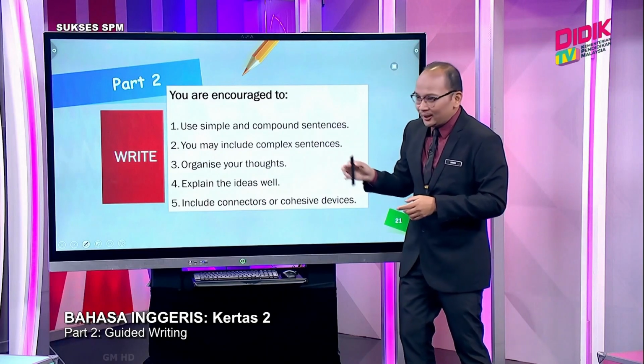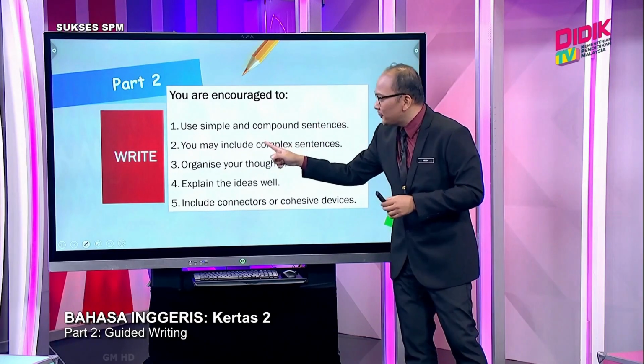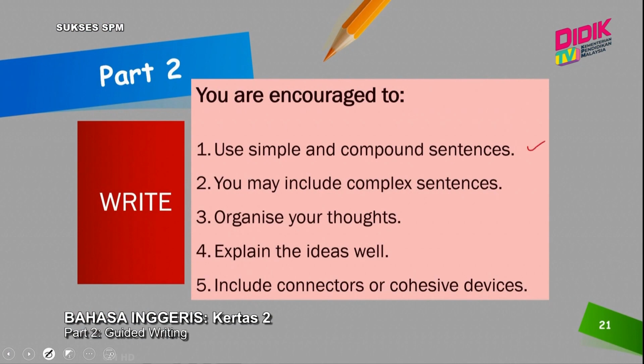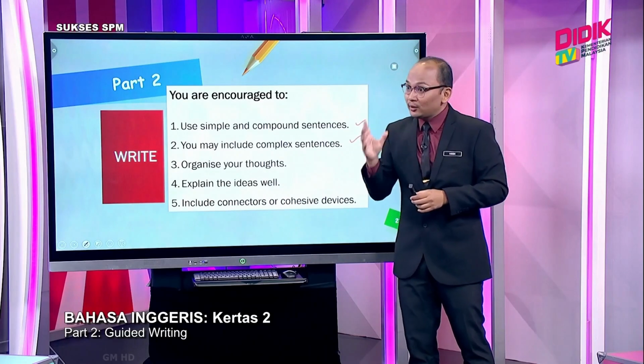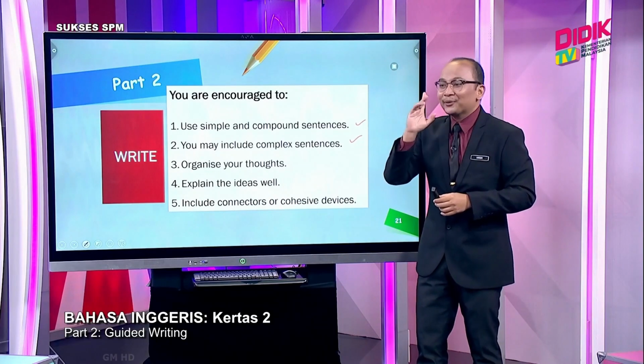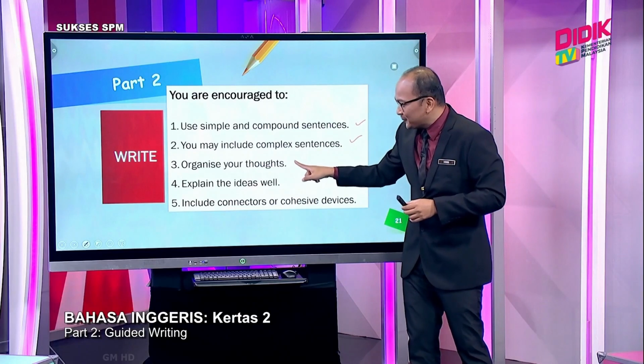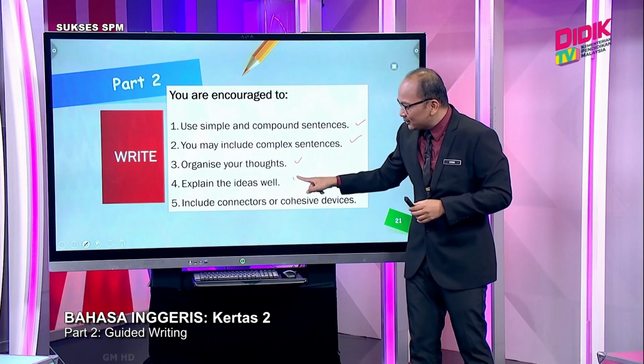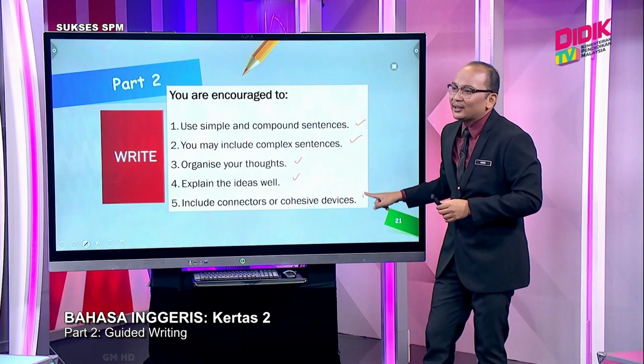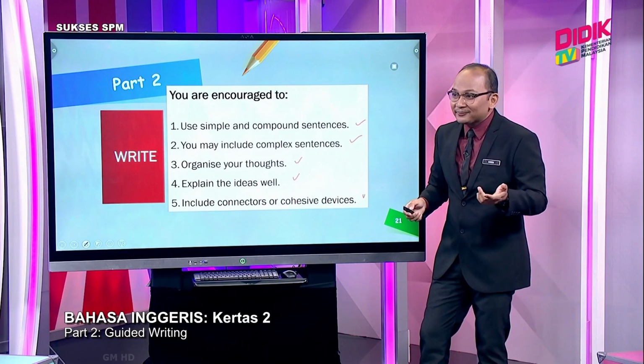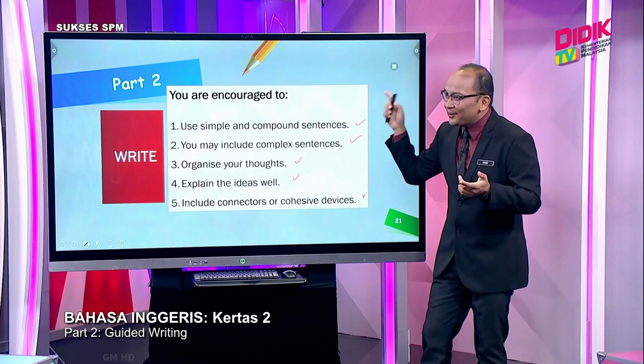Once we are writing, you are encouraged to use simple and compound sentences. That is a must for this part. But it's going to be upgraded a little bit, whereby you may include complex sentences. What are complex sentences? You can learn more about this by asking your teachers at school. Organize your thoughts, explain the ideas well, include connectors and cohesive devices. And what is the last step? A, P, W, C.